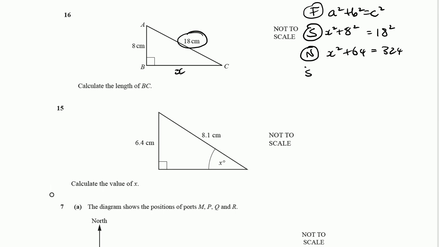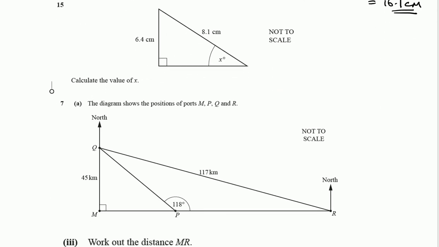Now I have to start solving my equation. So let's collect the terms, moving the 64 over this way. So 324 minus 64 takes me down to 260. And finally, I need to get rid of the squared. I need to get to the root of the problem and take a square root. And that's going to give me 16.1 centimeters. And there we are.